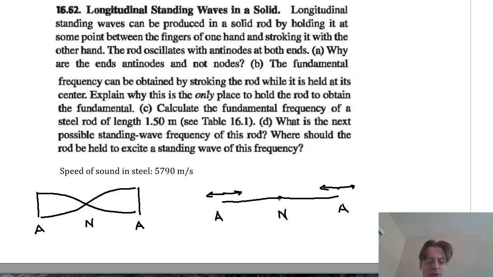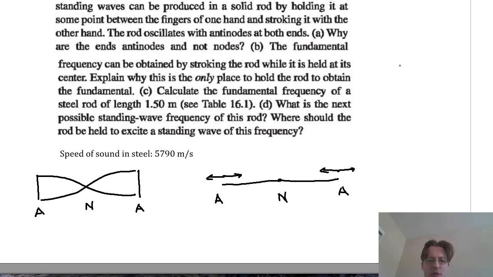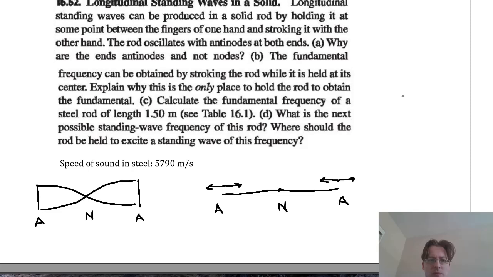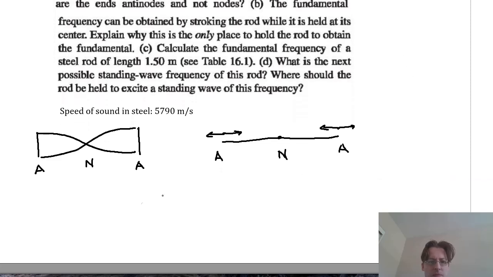The demonstrator held it at the center, stroked the ends with rosin on his fingertips, and that set it into the fundamental. We want to predict what the frequency would be. In this case, it's steel, although his might have been aluminum. But anyway, a steel rod. We want to predict what the frequency would be.